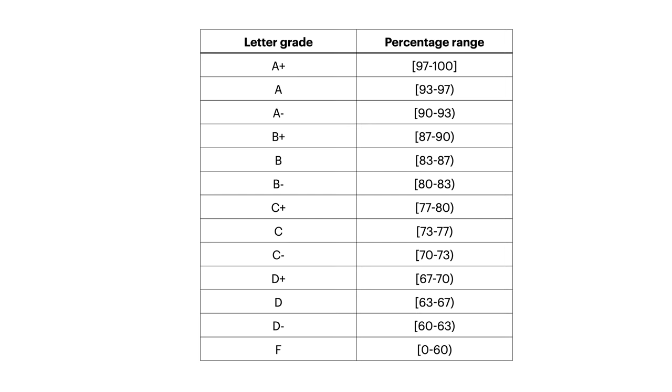This means that if your final grade is, for example, 92.9%, your final grade would be an A-, because 92.9% is greater than or equal to 90%, but it is less than 93%.